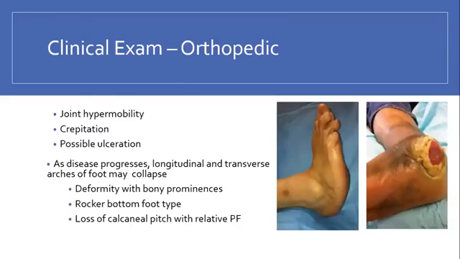On your orthopedic exam, you'll find joint hypermobility, crepitation, and possible ulceration. As the disease progresses, you may see the longitudinal and transverse arches of the foot collapse, which will result in a deformity with bony prominences, a rocker bottom foot type, which is seen in this image here, as well as loss of calcaneal pitch with relative plantar flexion of the calcaneus. And the picture here on the right is an example of an ulcer that has formed as a result of the Charcot deformity.